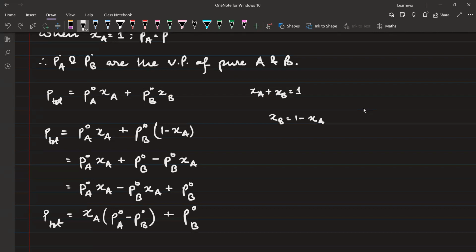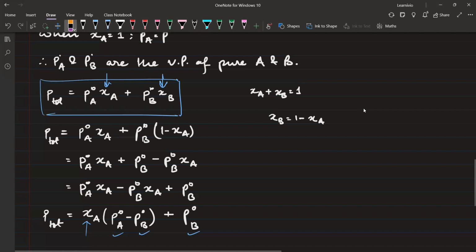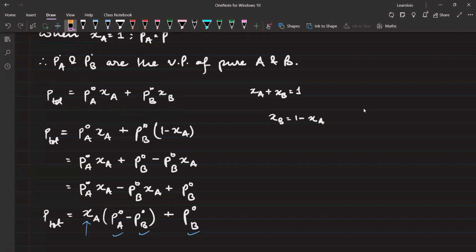Now what is the useful thing here? You will be given P naught A, P naught B, and P naught. All of these will be given. Chi A is not directly given; chi is always given indirectly. It means you have been given the amount of solute and the amount of solvent, and then you have to calculate chi A. So it is better to always calculate one mole fraction and then use it. If we use the earlier formula, we have to calculate both chi A and chi B. But in this formula, we only need to calculate chi A.